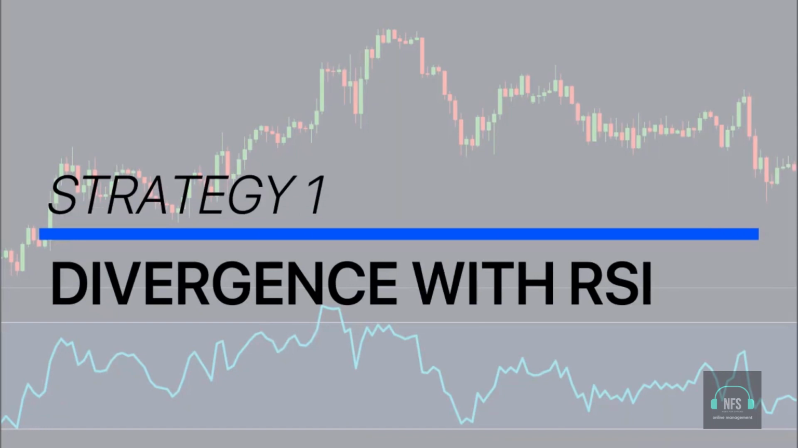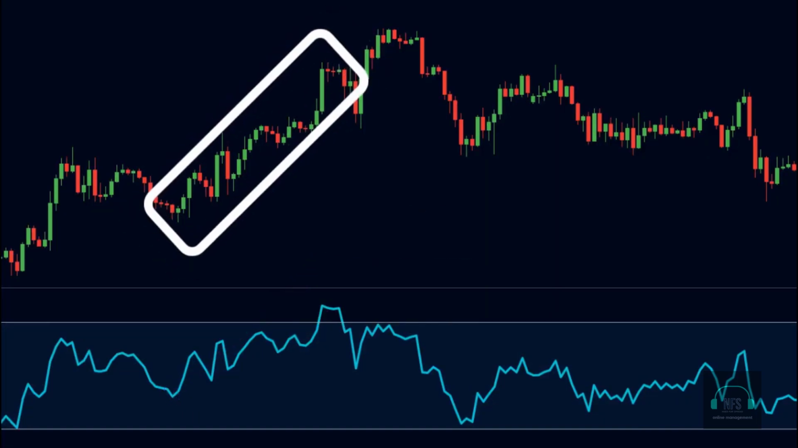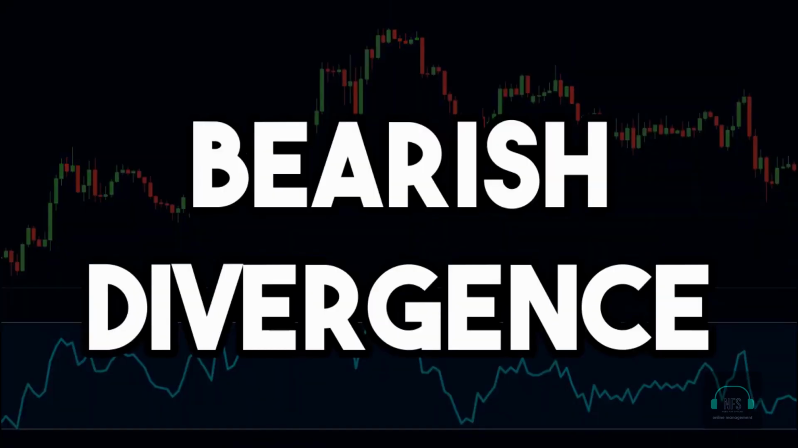Now, let us find divergence using the RSI indicator. So, here is the RSI indicator. Here we see that the price makes a strong up move, creates a swing high, and makes a pullback. The swing high is replicated on the RSI at this point. Then we see that the price breaks above the previous high and creates a higher high. But the RSI does not break the previous swing point. Therefore, it creates a lower high. So, the price has made a higher high, but the RSI has made a lower high. This is a bearish divergence.